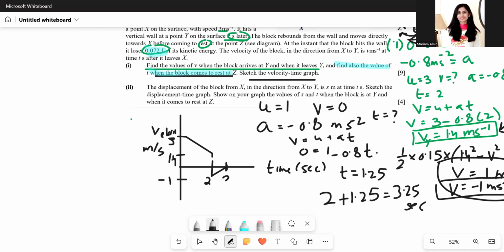So we should also show 3.25 here in the graph as well. Okay, next part.